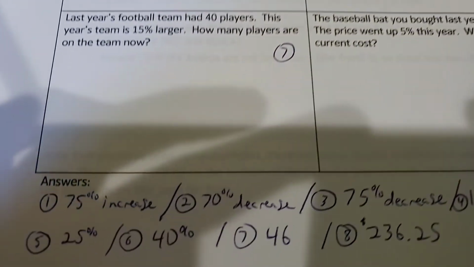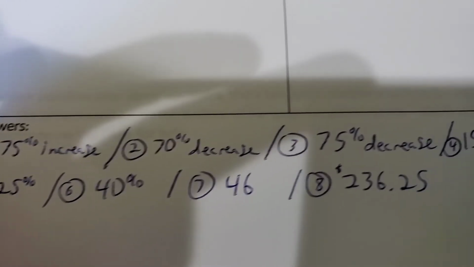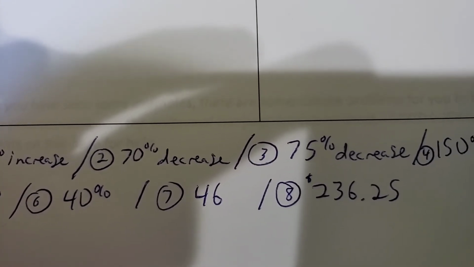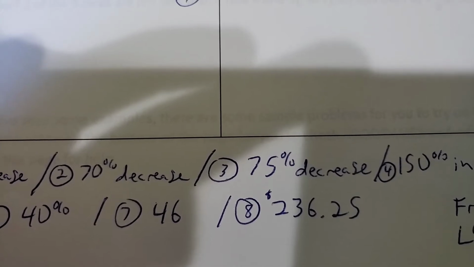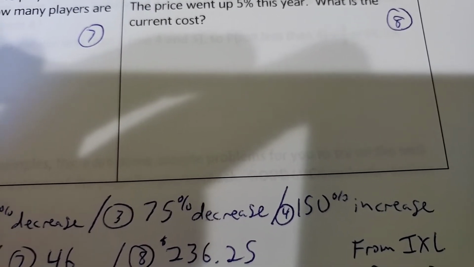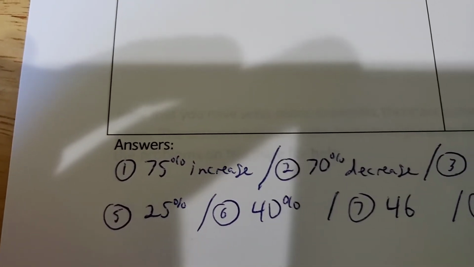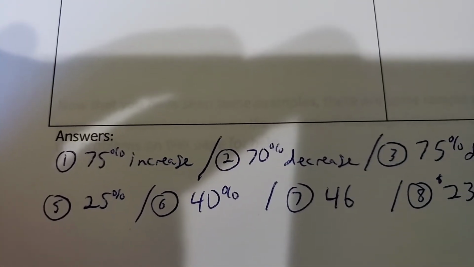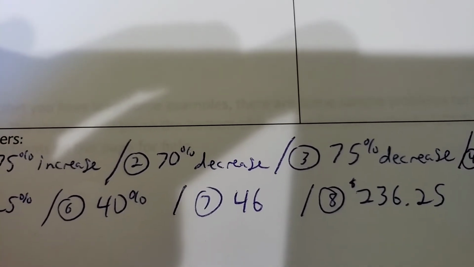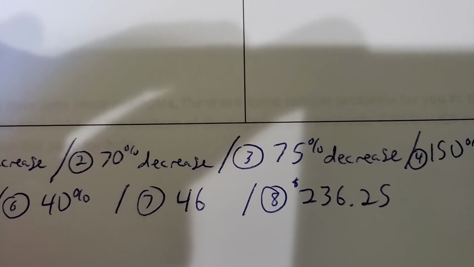And your answers then, number 1 will be a 75% increase. 2 is a 70% decrease. 3 is a 75% decrease. And 4 is a 150% increase. Number 5 is 25%. 6, 40%. 7 is 46. And 8 is 236.25.